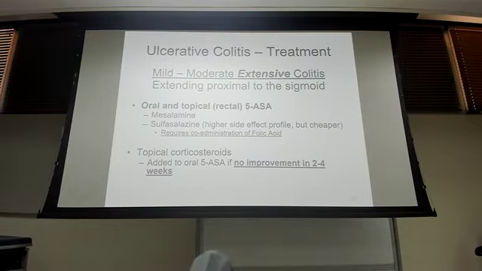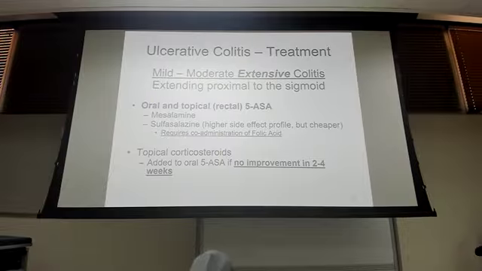All right, we're set. So just a point of clarification here on UC, my slide number on this one is 53. When we're talking about mild or moderate extensive treatment, we said if it's extensive colitis extending approximately to the sigmoid, it's the oral and topical 5-ASAs. And then we can add the topical steroids if there's no improvement in 2 to 4 weeks.